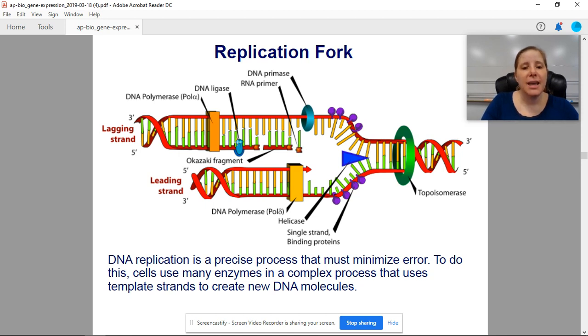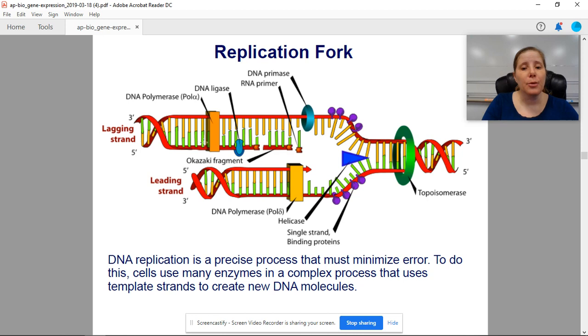And then DNA ligase is going to be the thing that actually glues together any of your Okazaki fragments. So any of these spaces that are here, the DNA ligase will come in and glue those back together. So it's one continuous strand. So at the end, they don't look any different. In the middle, there's going to be these little chunks, but at the end, there won't be.